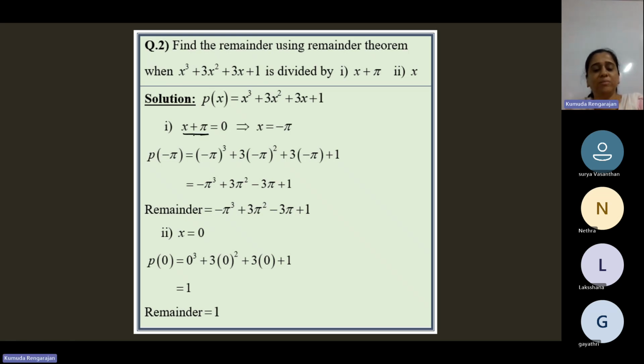So x plus pi equated to 0. So x is equal to minus pi. X plus pi is equal to 0. X is equal to minus pi. So we'll have to find p of minus pi to find the remainder. You'll have to find p of minus pi.